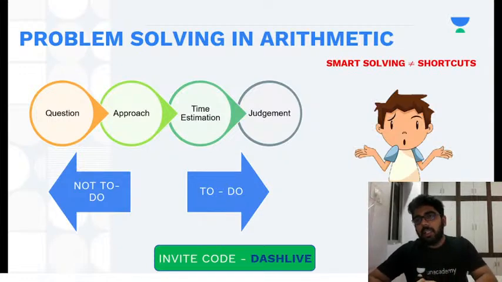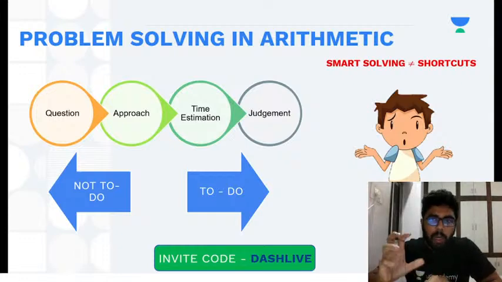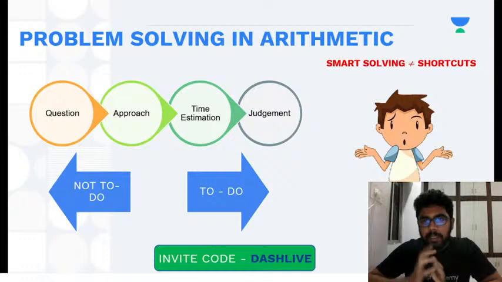Now, having said that, when you see a question in the exam, what should our thought process be, and how is this smart solving? Whenever I see a question in the exam, the first thing that should come to my mind is the approach. It's the approach. If I don't know the approach, my chances of getting that question solved are almost zero.